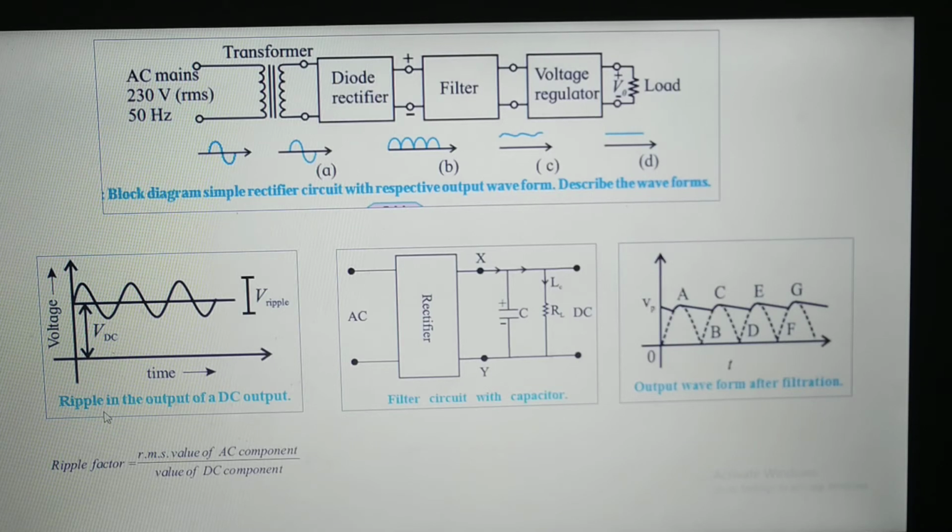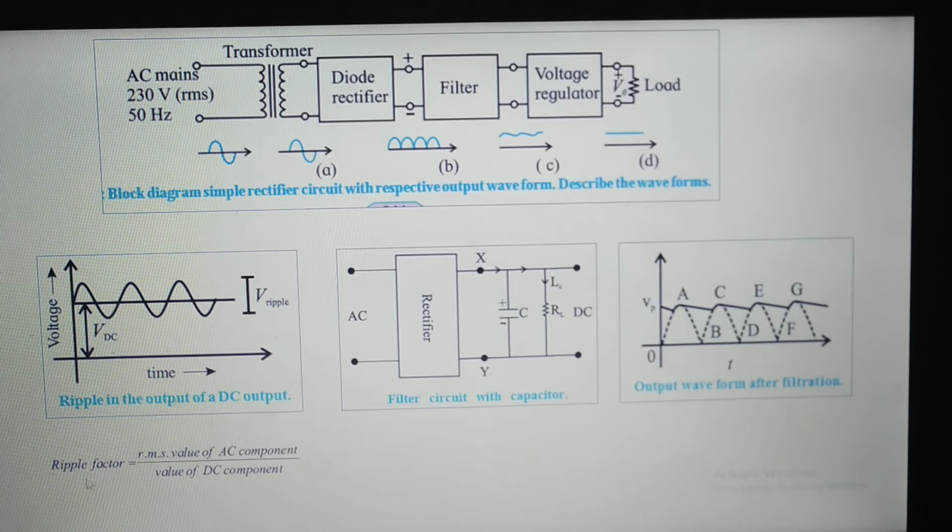The first thing is, on what basis do we decide the effectiveness of a rectifier? Effectiveness in the sense, suppose the output of a wave consists of more ripples. These ripples are calculated based on the ripple factor. The ripple factor is nothing but the RMS value of the AC component, the root mean square value of the AC component, divided by the value of the DC component.